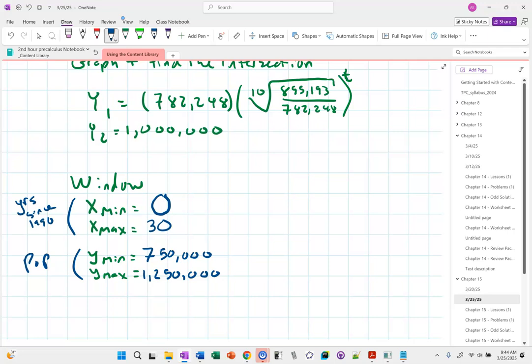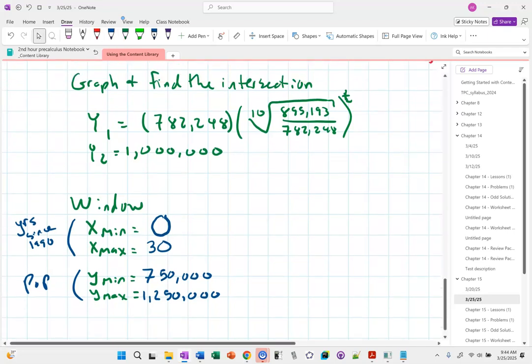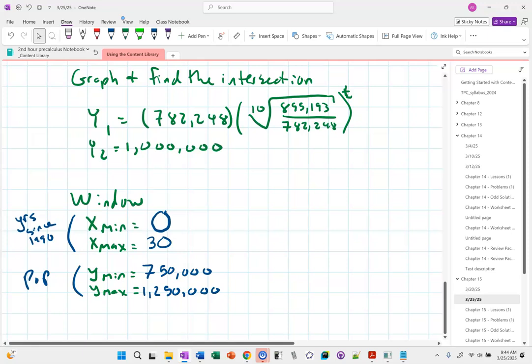So if you have your calculator with you, I invite you to take it out and try typing this stuff in and finding the intersection, seeing if you can get it. I would love to show it to you on the screen, but my computer's in revolt.